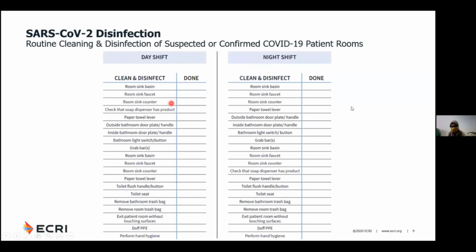And then if I go further here, you can see that many other places in the room which you will need to disinfect. We're talking from the sink basin to the bathroom to the grab bars. So very specific areas where all potential touch points by the patient or by the caregivers. So all this have to be properly cleaned and disinfected.